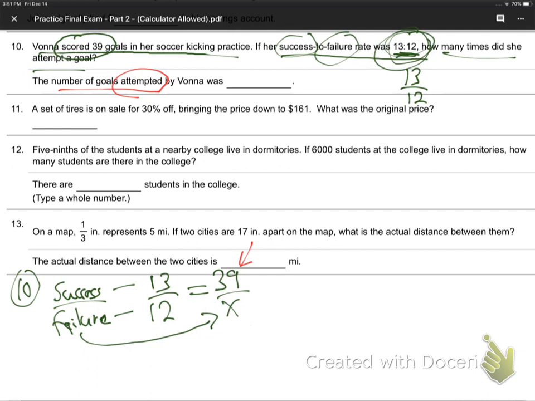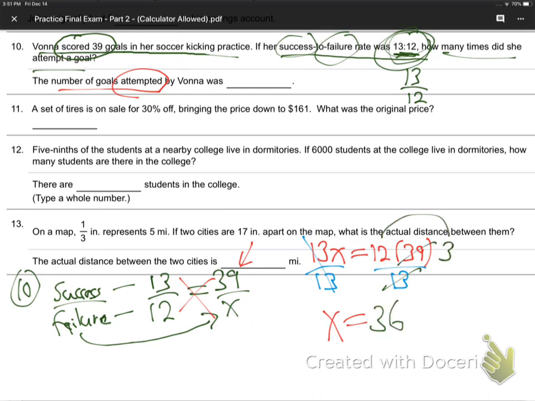Let's solve. How do we solve an equation with two equal fractions? Cross multiply. 13 times x equals 12 times 39. Now I want to solve that for x. I'm actually going to divide right now, because watch, it'll make things easier. X equals, now how do we simplify that? 13 into 39, 3 times. 3 times 12, 36.